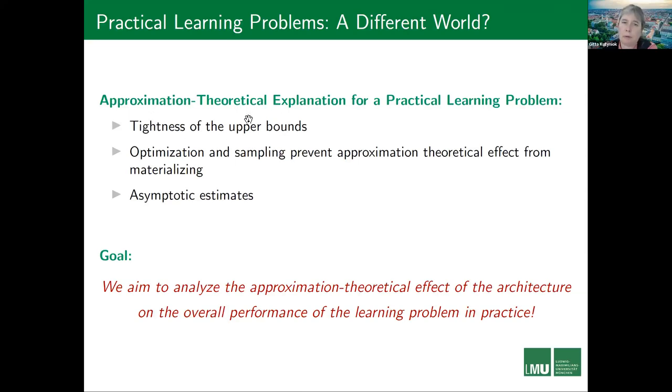So we have these upper bounds, and one certainly needs to be aware of whether they are really tight. We would like to analyze whether the optimization and the sampling, which we now need to do because we need to train the neural network, somehow destroy the results. And also, these results are often asymptotic. So the question is, can we see these effects even there, if we just train this one instance?